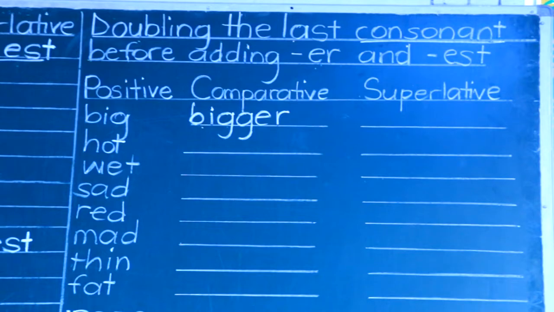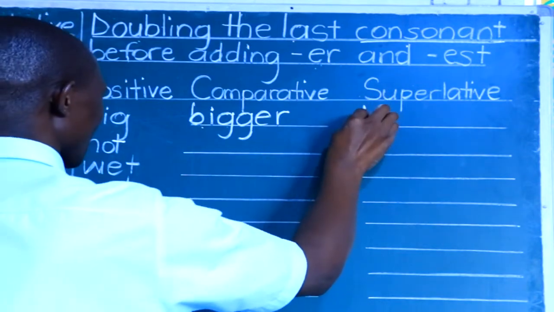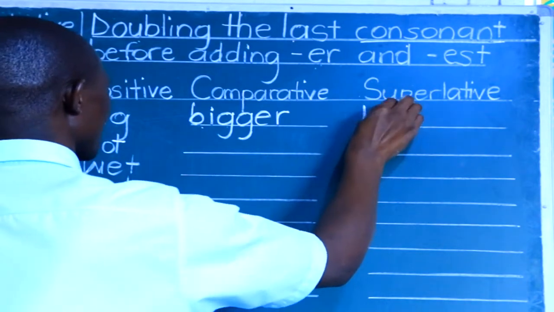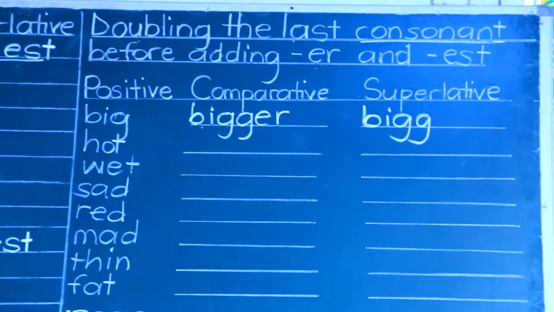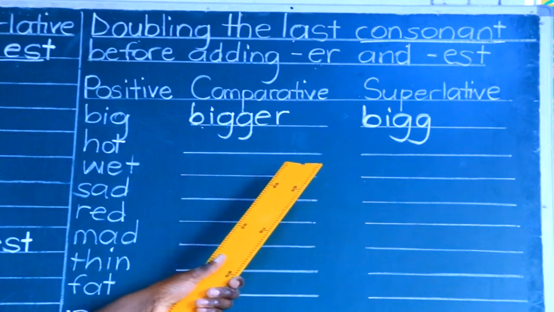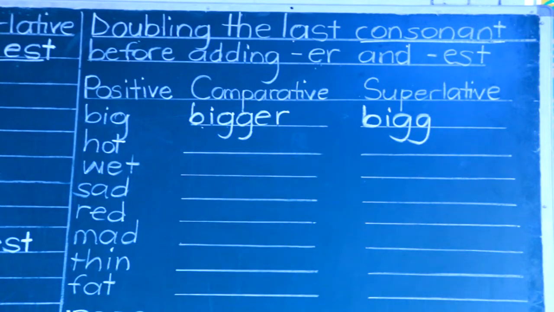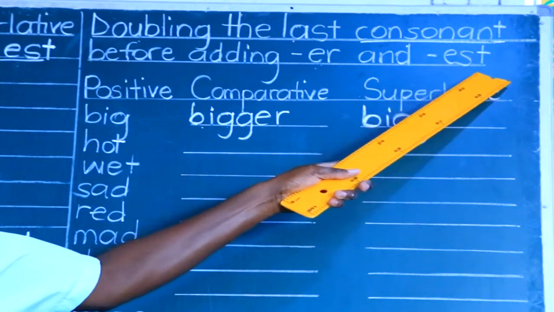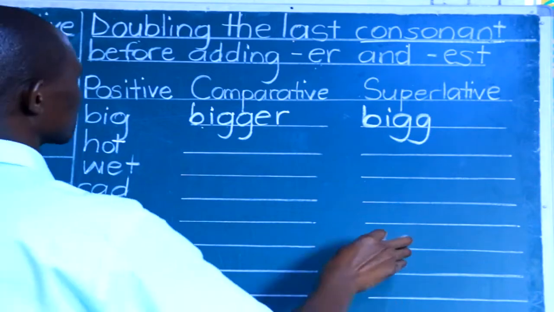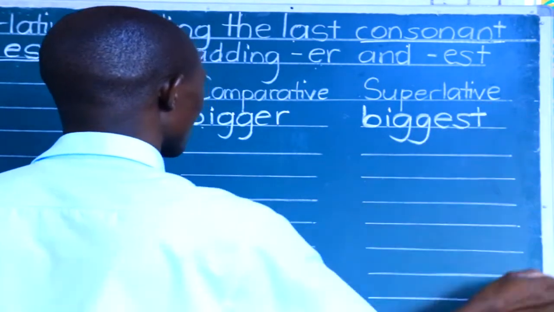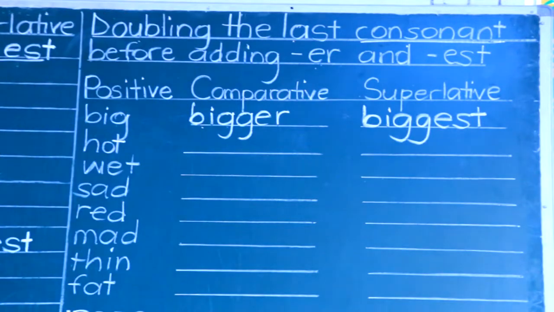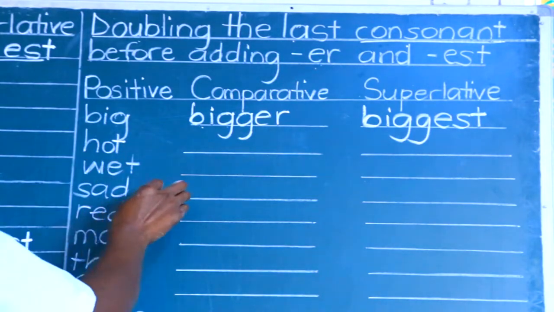Bigger. After bigger, we get the superlative, which is BI double G. The teacher has told you to double the last consonant. Having doubled it, what next? EST should be added. EST. And your word is biggest. Biggest. We have hot. Do the same.